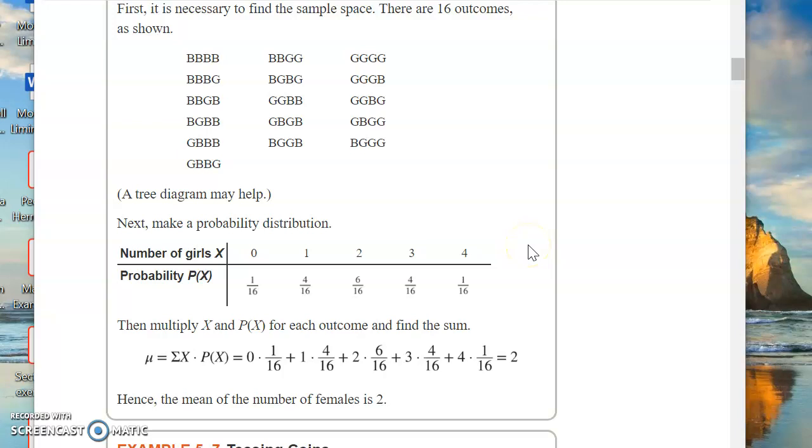Again, at the risk of beating a dead horse here, this is a probability distribution because we are assigning a probability to each of these outcomes. The outcome of 0, outcome of 1, outcome of 2, outcome of 3, outcome of 4. And each of those has a corresponding probability.